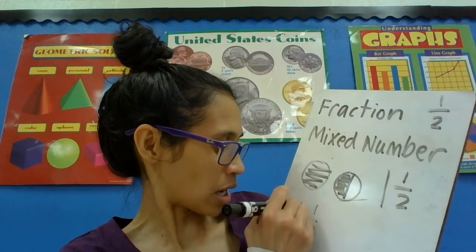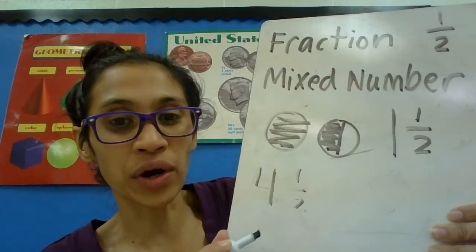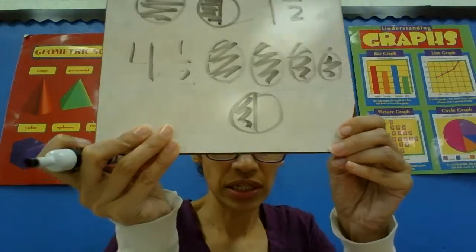This marker's going out. All right. 4.5 would be 4 wholes. I'm going to write 4 wholes. 1, 2, 3, 4, and then half. Let me shade it in for you right here. Bam, 1, 2, 3, 4, and then half right there. See, 4.5, 4 wholes and a half.